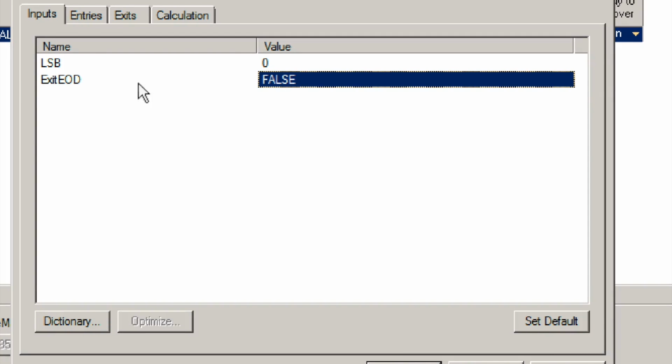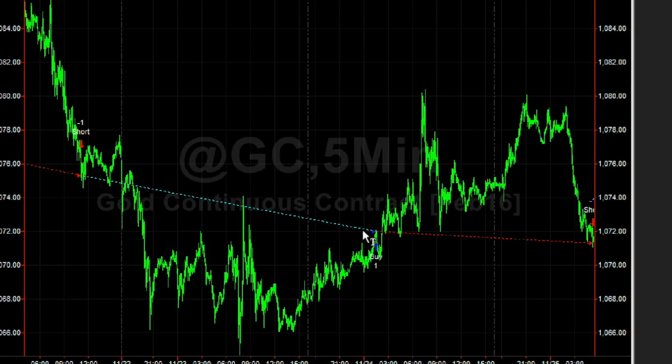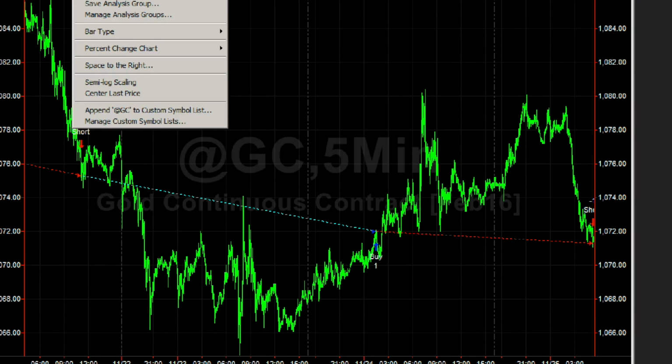And then end of day exit, that's false. So at the end of the trading day, if you have an open trade, we're going to hold on to it. If you put this to true, it's going to close at the end of the day. Let's just see what this looks like so we can get a feel for it. Okay, so you can see it's taking long and short trades throughout. And you can see it's holding it throughout multiple days.